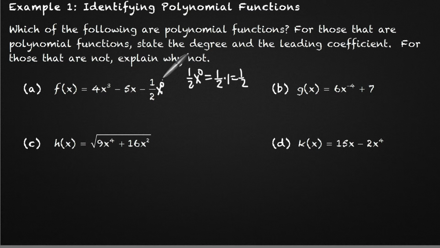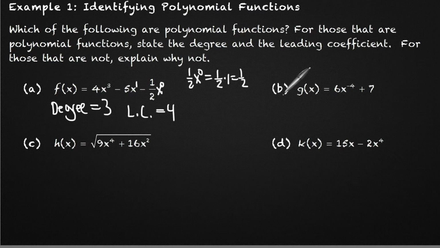I write it here so that you can identify the exponent as being non-negative. 0 is not negative. Here you have a 1, that's a non-negative integer, and we have 3. It's also a non-negative integer. So yes, this is a polynomial, and it is of degree 3. The degree is the highest exponent out of all of these that you have listed. The leading coefficient is the number in front of the term that has the highest exponent. So this would be a leading coefficient of 4.